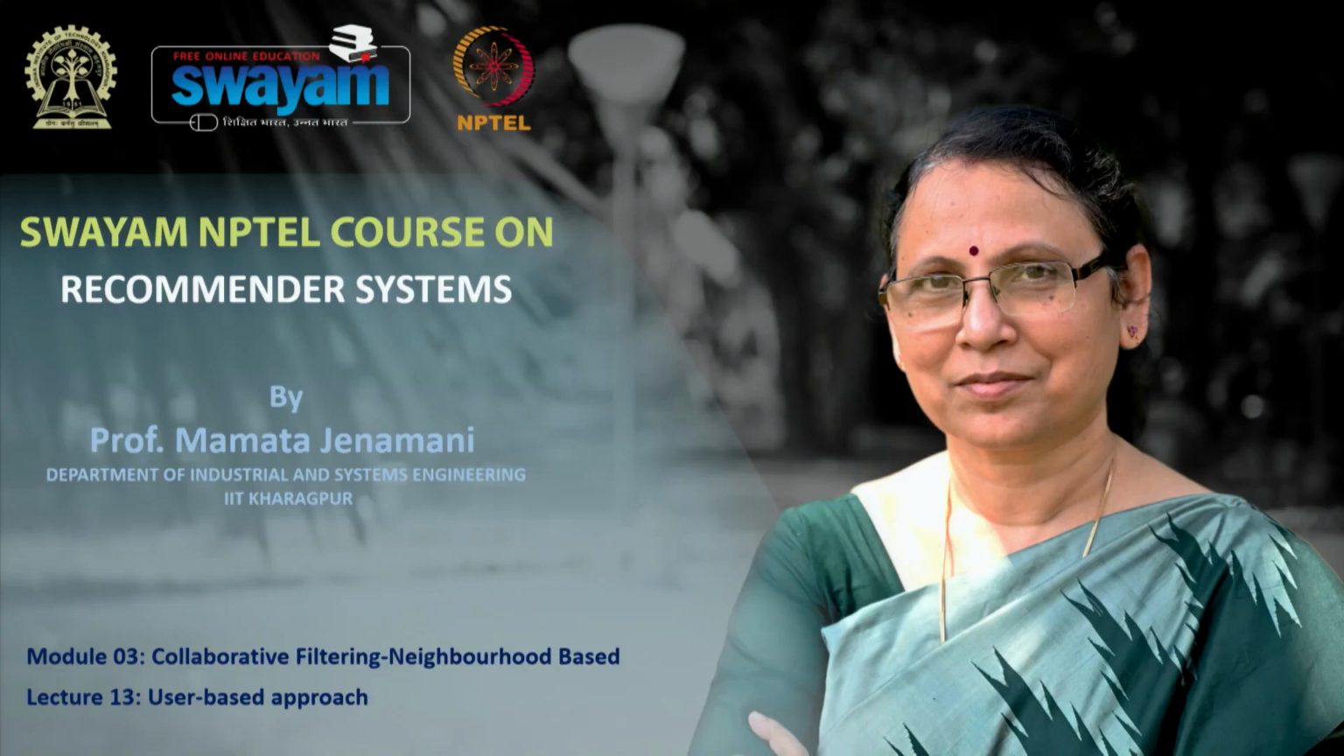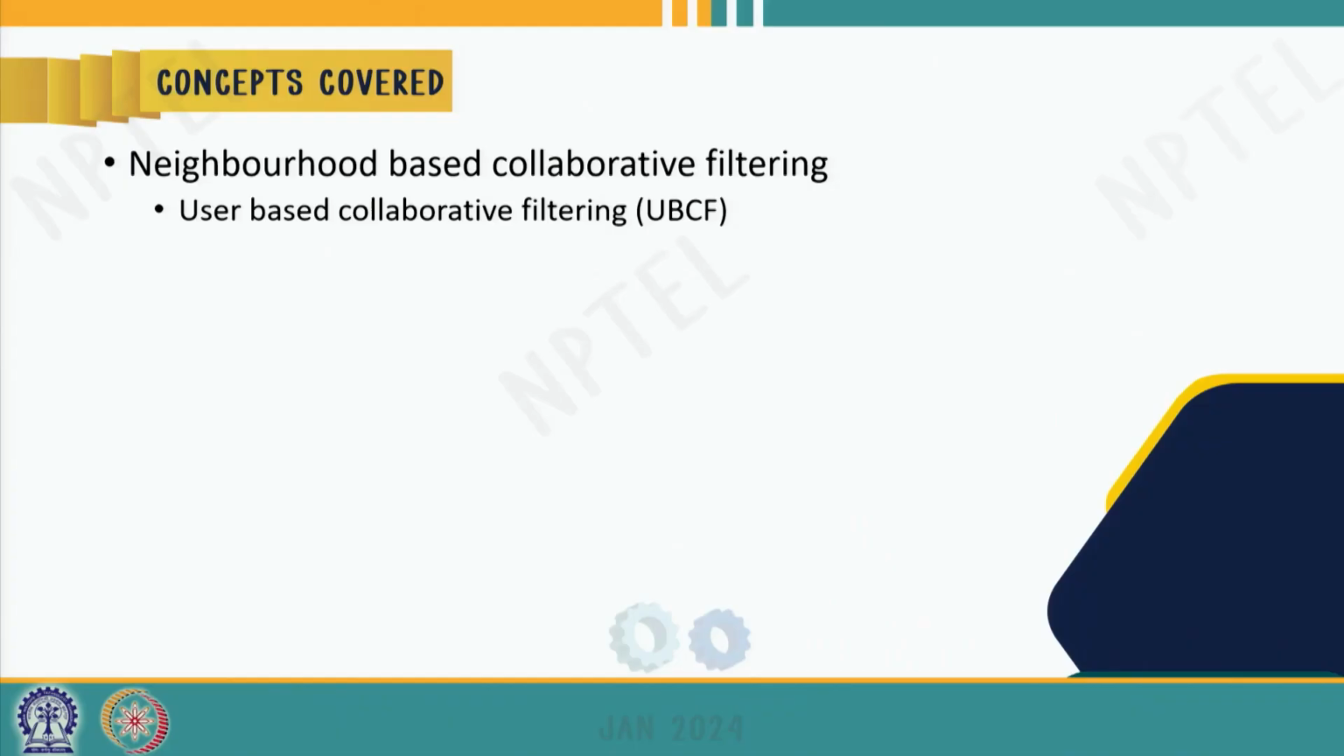Hello everyone, we continue our discussion on neighborhood based collaborative filtering, and in this context we first talked about distance and similarity measures, which are a very important component of this particular approach. Now, in the neighborhood based approach, we have two variants, user based and item based. In this lecture we are going to look at user based collaborative filtering.